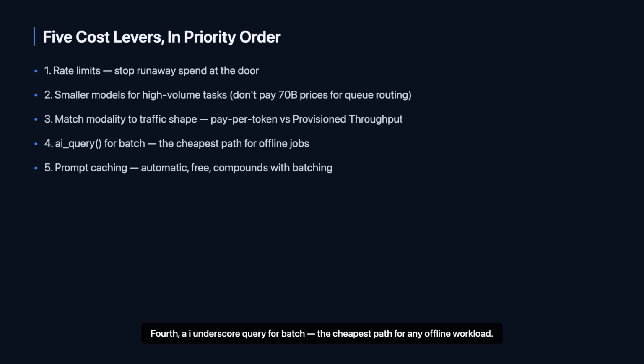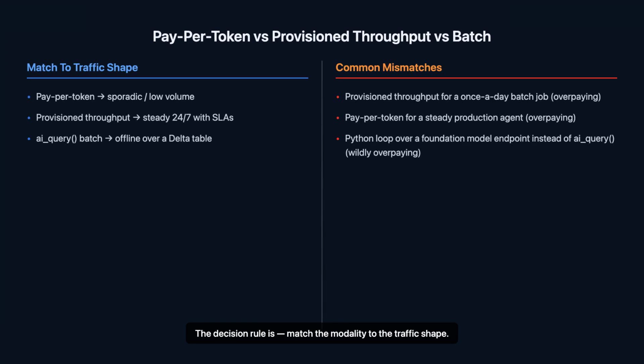Fourth, AI_query for batch, the cheapest path for any offline workload. And fifth, prompt caching, which is automatic, free, and compounds with batching. The decision rule is, match the modality to the traffic shape.